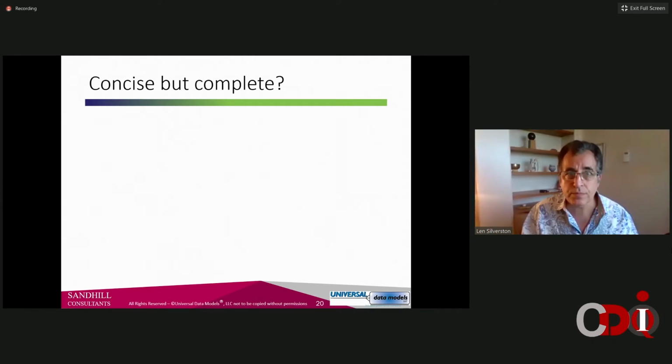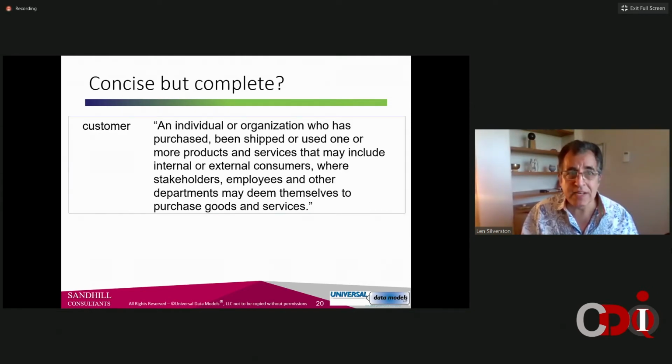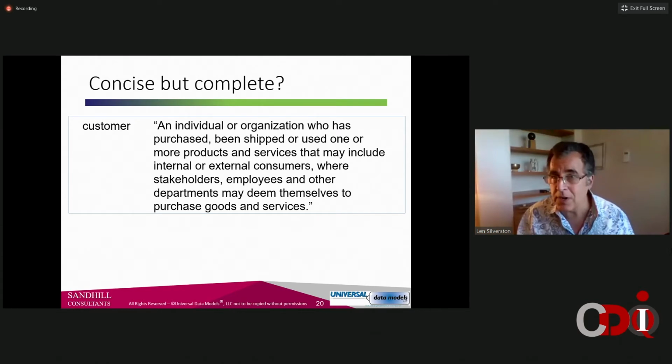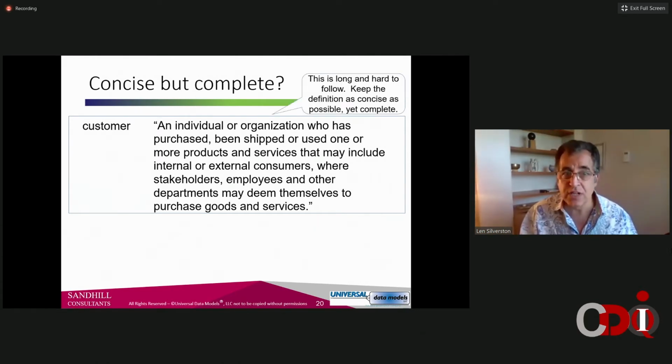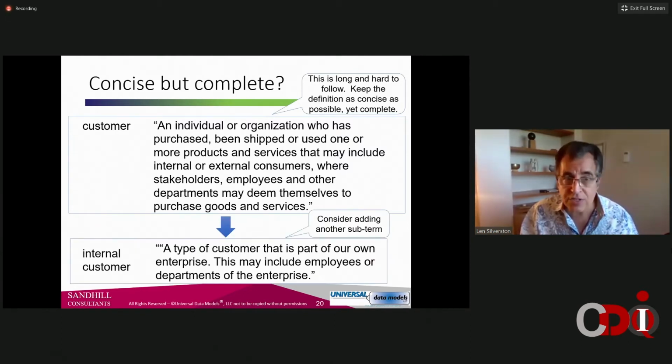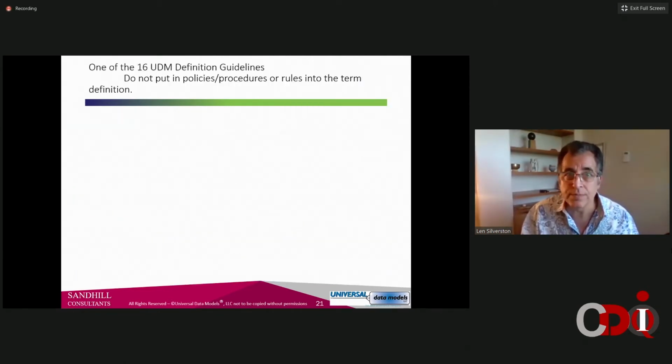Very important. Now, what if it's concise but not complete? So for instance, a customer is an individual who has purchased and been shipped or used one or more products or services, and that could include internal or external customers. So stakeholders, employees, and other departments may also be deemed customers. So what about an internal customer? Well, instead of putting that in that definition, let's not make the definition long. Let's create another type of customer that's an internal customer. So consider the use of subterms when the definition is long.